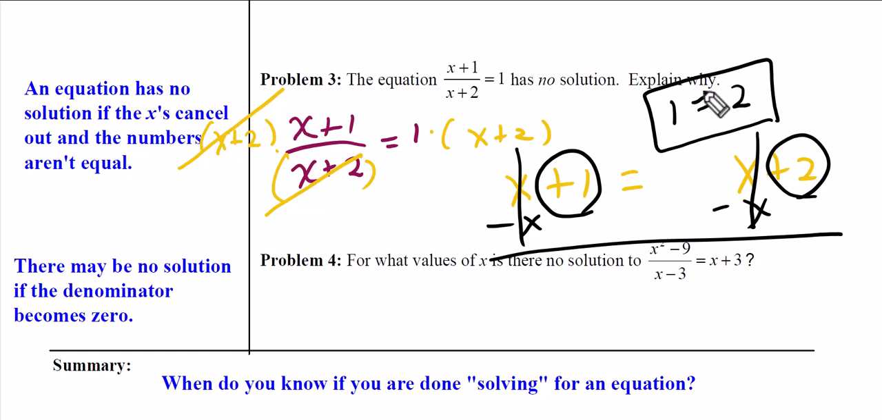So if the variables are gone, right? The x's cancel out and the numbers aren't equal, then we say that there's no solution. Okay.